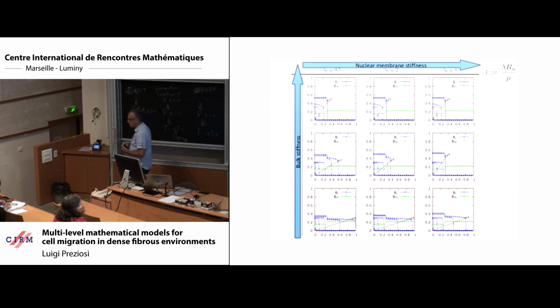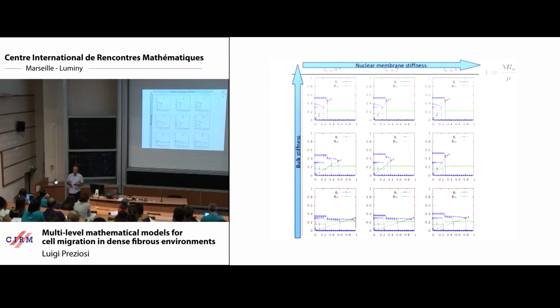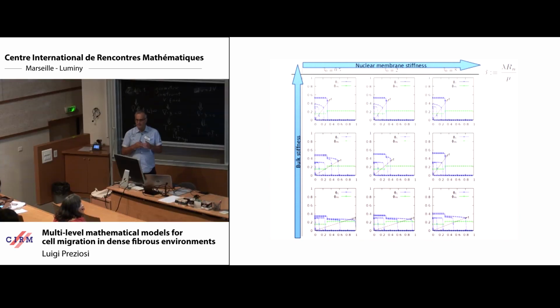But as I told you, you also have to take into account the stiffness of the membrane. You can add that to the picture, because the stiffness of the nuclear membrane influences this H0, this critical value of the pores that allow passage or not.